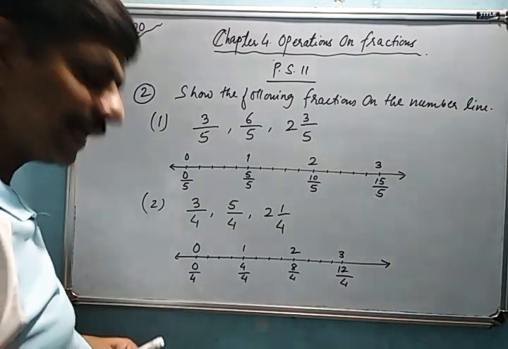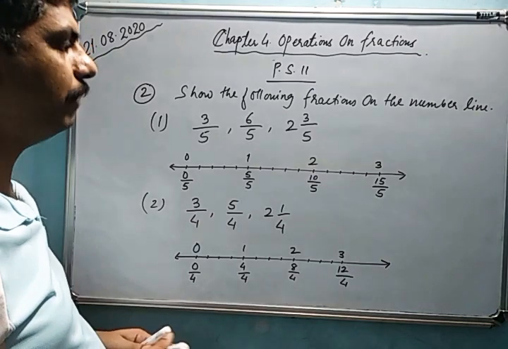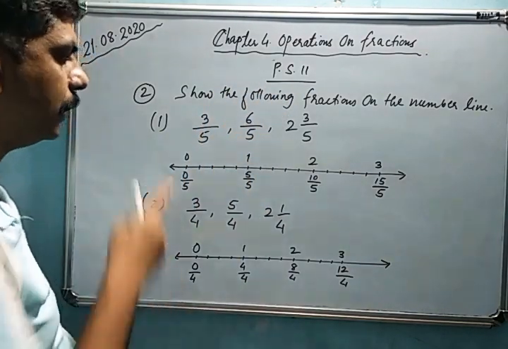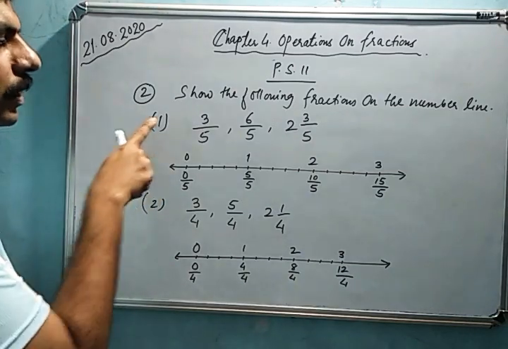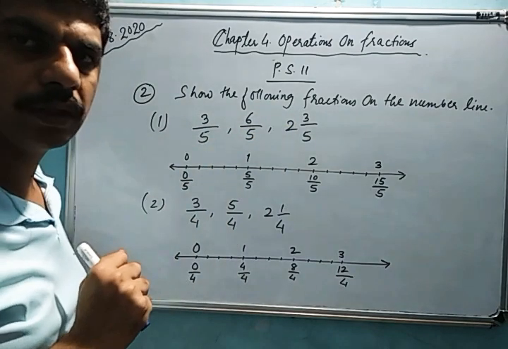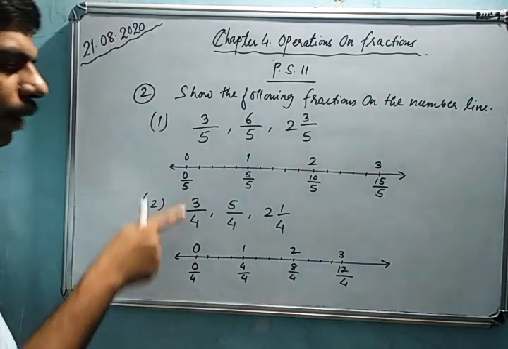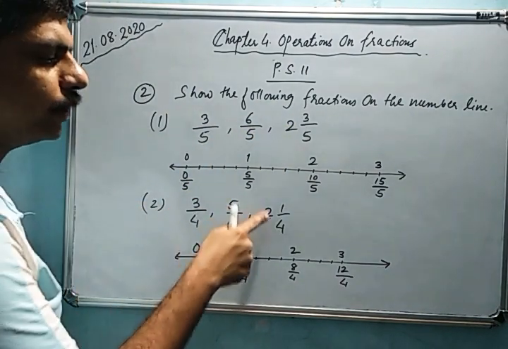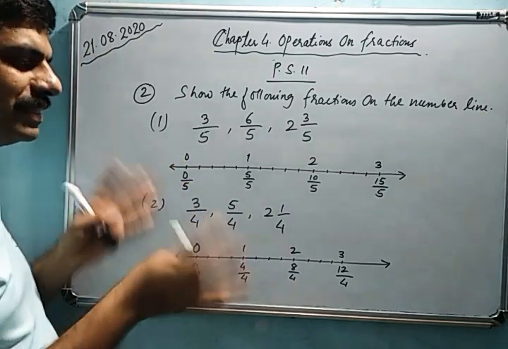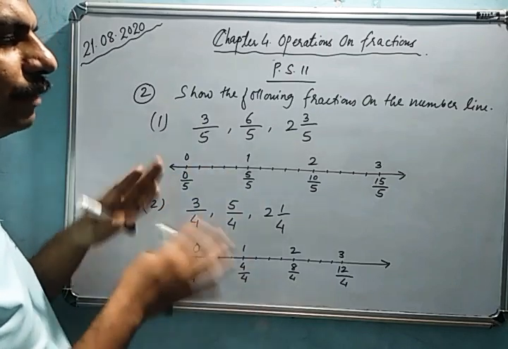Students, now see the second question of practice set 11. Show the following fractions on the number line. There are two questions over here. In the first one, 3 upon 5, 6 upon 5, and 2 and 3 upon 5. In the second one, 3 by 4, 5 by 4, and 2 and 1 by 4. So we cannot show both of them on the same number line. We have to show them on different number lines.